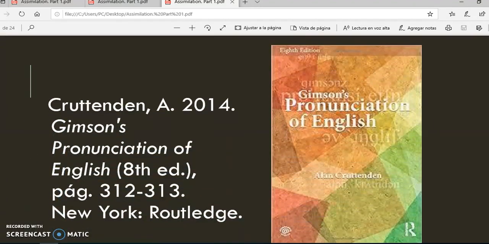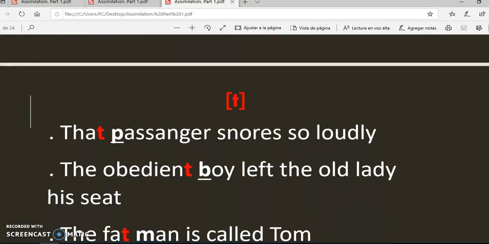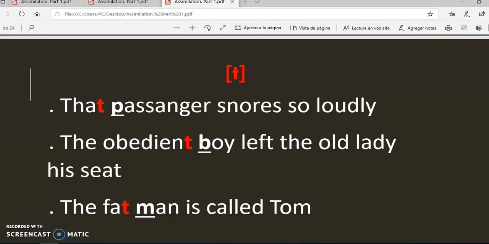Basically, what I'm going to share with you today comes from this book. You are kindly invited to read these pages after this video. Not all the English sounds can be assimilated. T is one of them. T can be influenced by neighboring sounds.